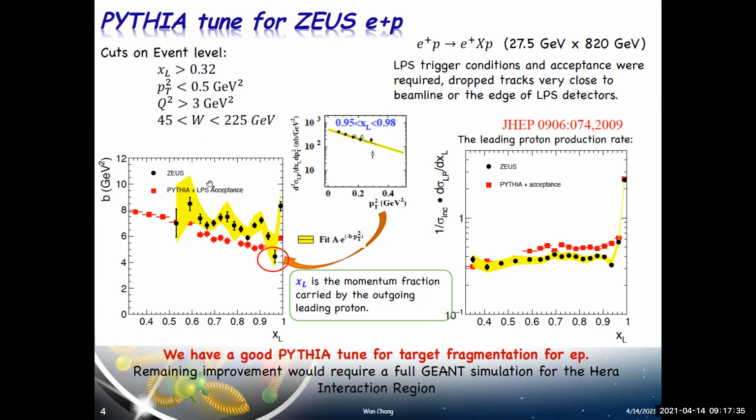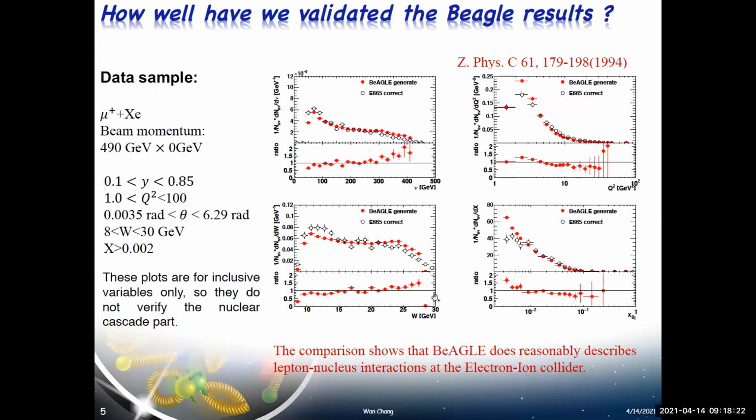The LPS is the leading proton spectrometer. It's used to accept the leading protons. LPS acceptance here means the LPS trigger conditions and acceptance were required. It needed to drop the tracks very close to the beam line or the edge of the LPS detectors. And in the PYTHIA result, we also do a rough cut here. The right plot shows the comparison of the leading proton production rate as a function of xL. From this plot, I want to show you we have a good PYTHIA tune for the target fragmentation for ep collisions.